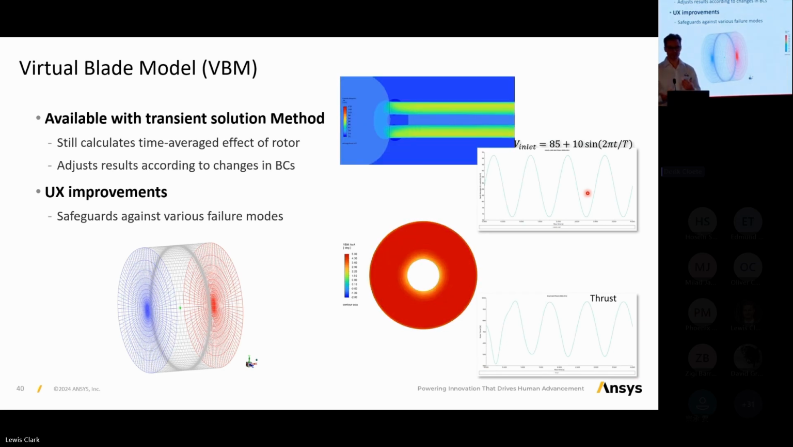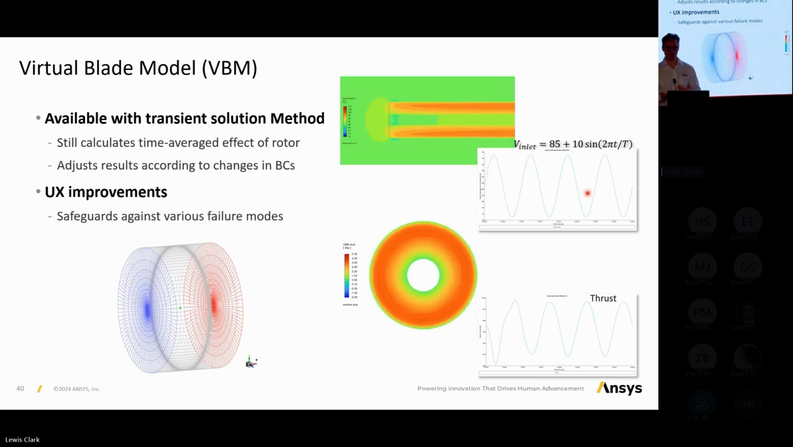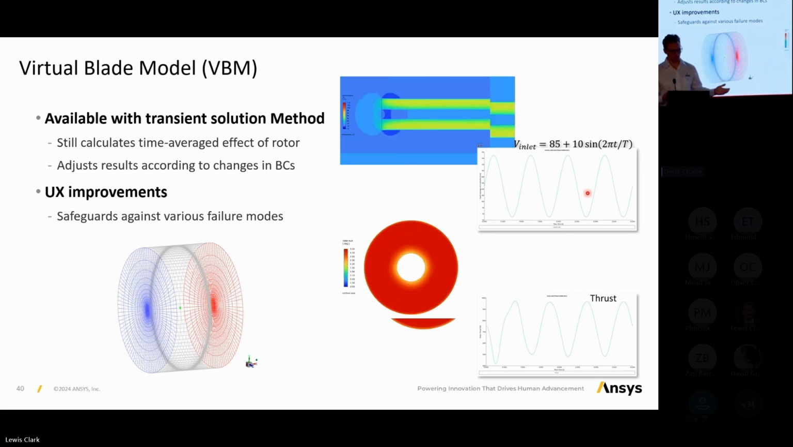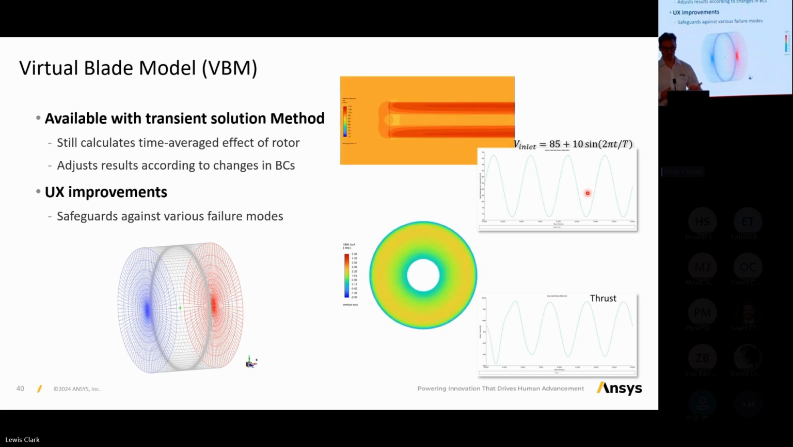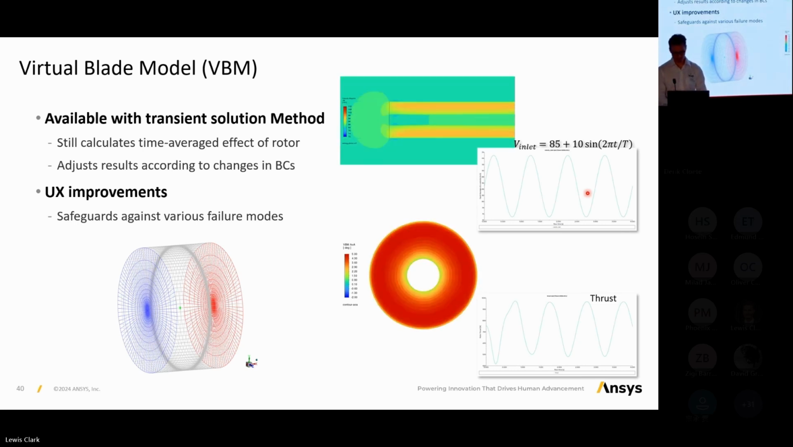Now, that's not to say that it's going to be capable of doing proper rotor-stator interactions. Of course, a momentum disk is not a replacement for full blade geometry for that kind of work, but it does mean that it can respond to changes in boundary conditions, essentially.